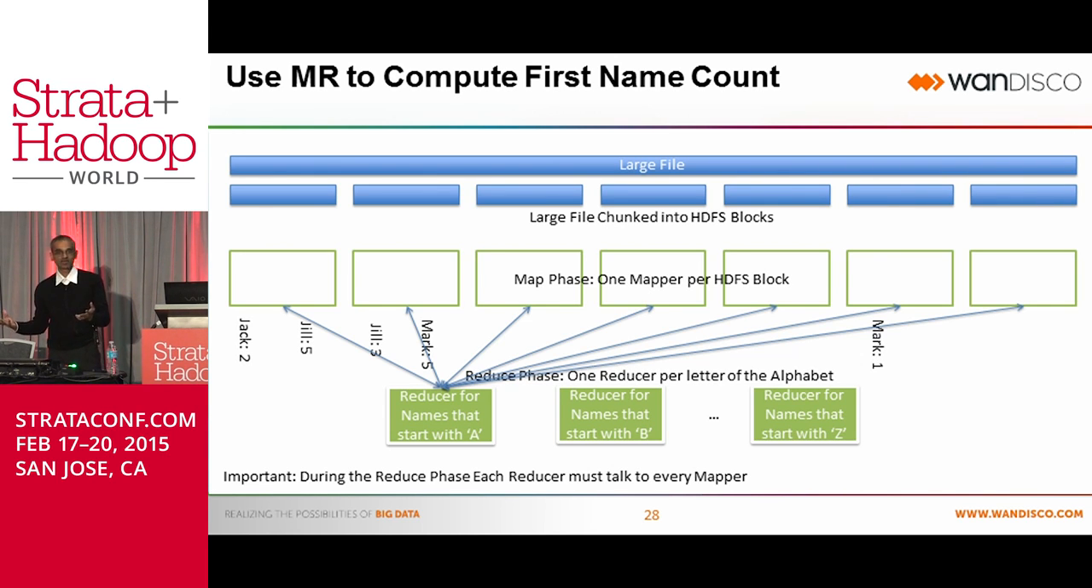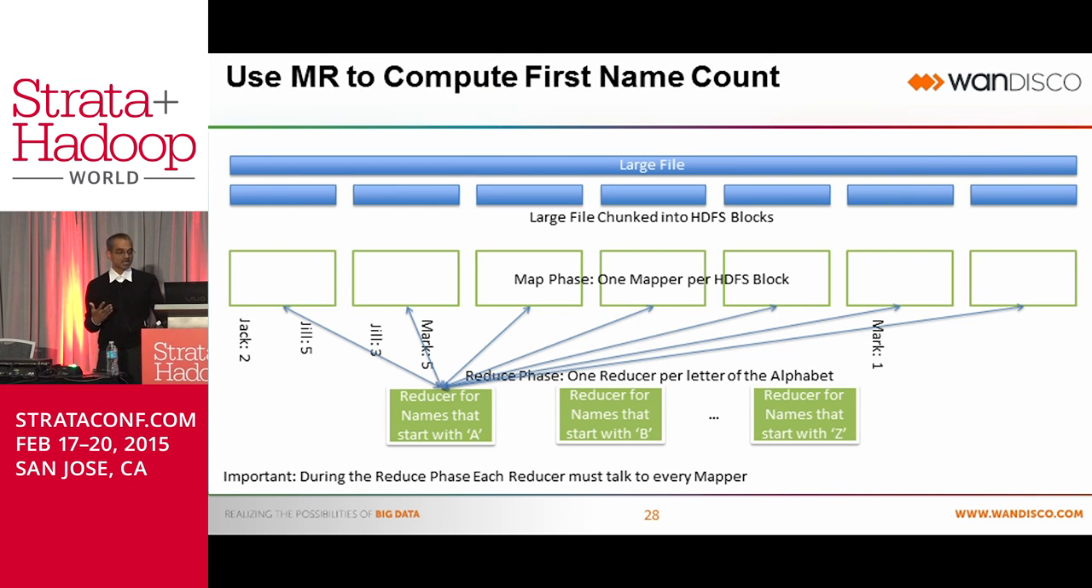Reducing does summing operations. In this particular example, I have 26 reducers that are reducing by first name, and mappers are run one per HDFS block. The key takeaway I want you to take from this is that each reducer must talk to every mapper. So if you have 1,000 mappers, whether they're active or they're finished, the reducer has to talk to the results of each of those mappers before it can do the summing and produce a result.